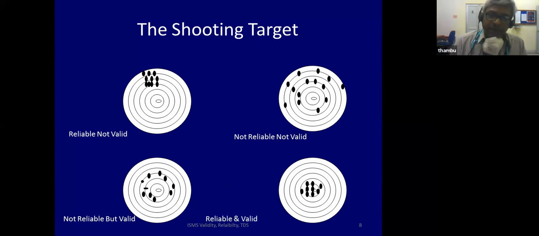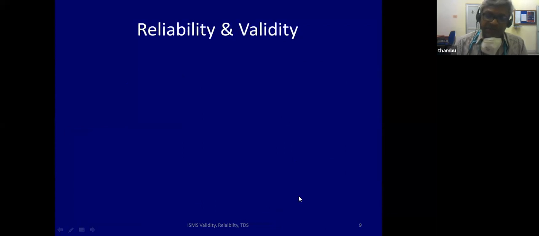And lastly, this is a test which you hope to always get. The values of your repeated measurements are very close to each other, always the same. And the values are accurate to what they are supposed to represent. So this is an example of a test which is both reliable and valid.